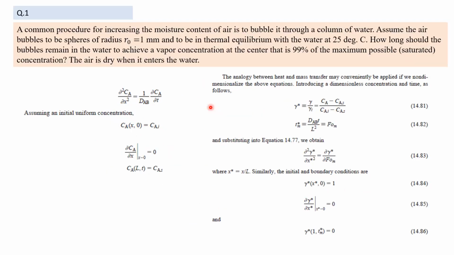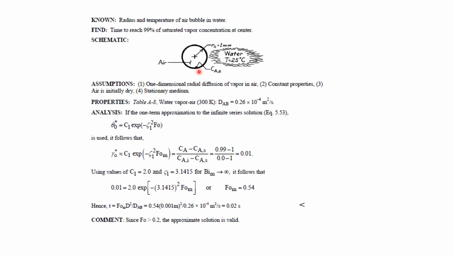We assume that there is one-dimensional radial diffusion of water vapor in air, with constant properties of air, and the air is initially dry and is a stationary medium.